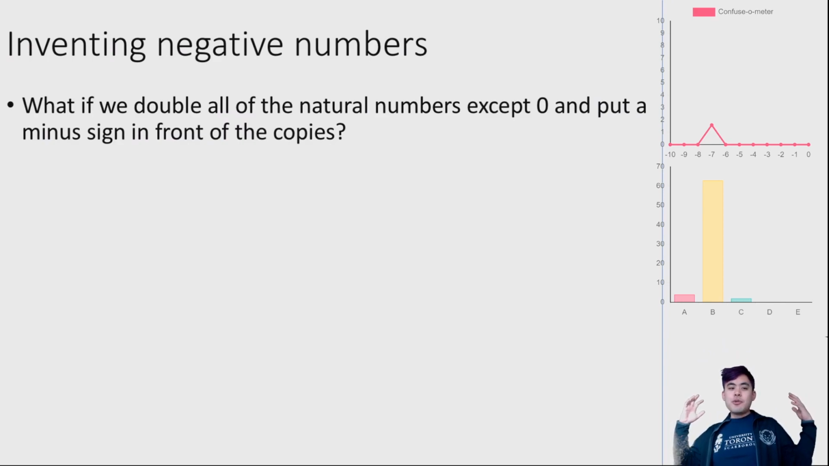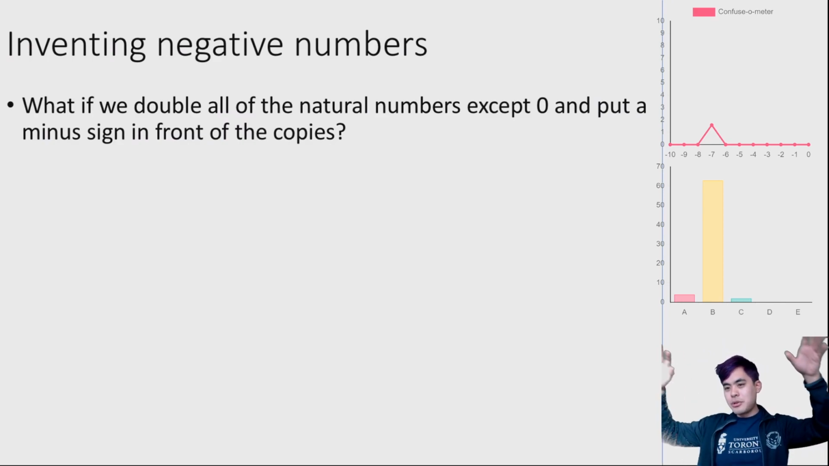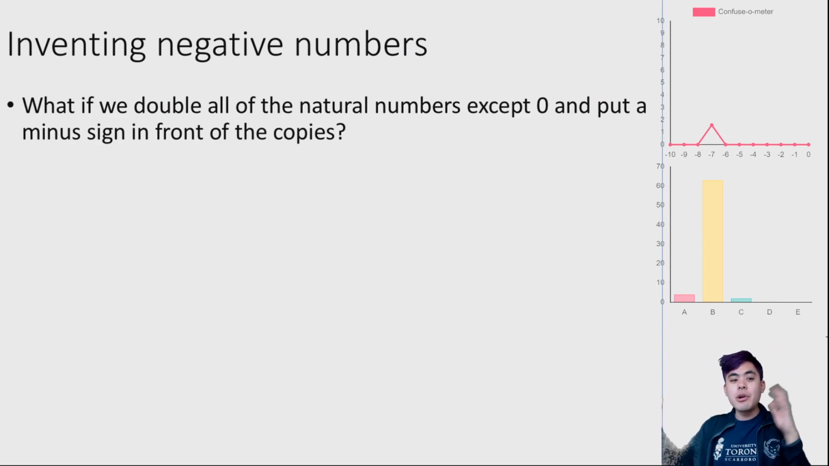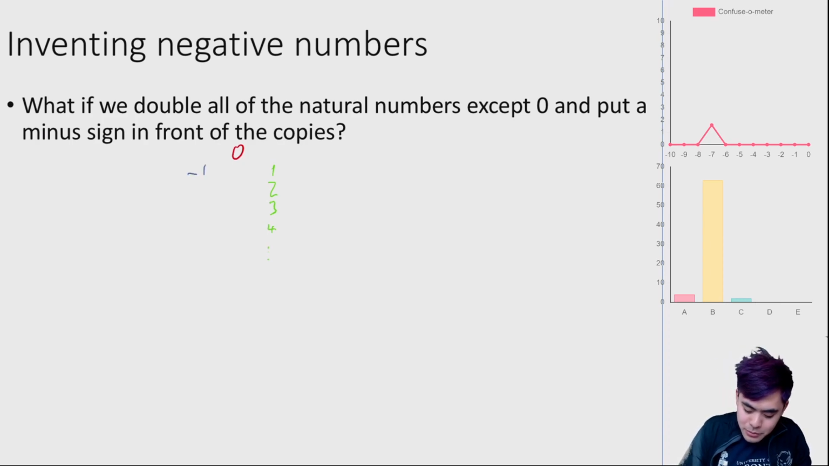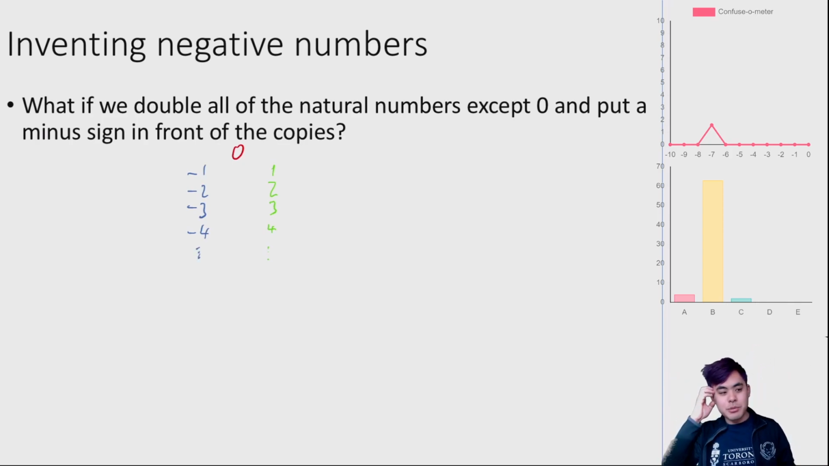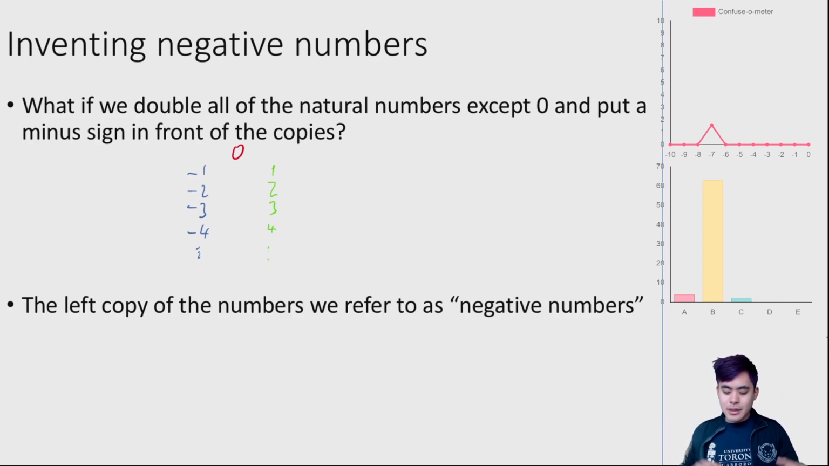So, what if we double all the natural numbers? So we have the natural numbers 1, 2, 3, 4, 5, or maybe starting from 0. What if we double all of them and put a minus sign in front of the copies? So what do we mean by that? Well, we have 0 to start off with, and let's say 1, 2, 3, 4, and so on. And let's put this in a different color. Let's say minus 1, minus 2, minus 3, minus 4, and so on. So what we've done is we've made a copy of all these numbers and just put a minus sign in front of them. So the left copy of numbers we can refer to as negative numbers.